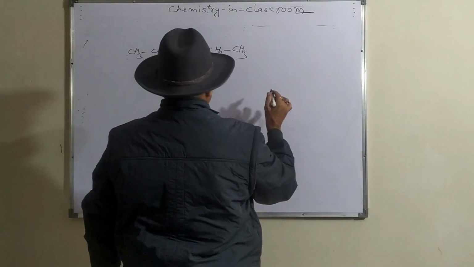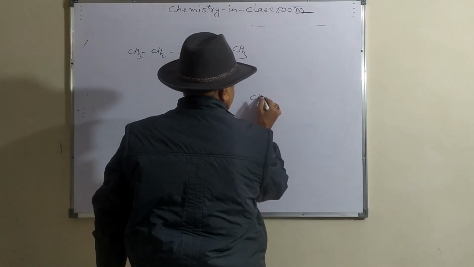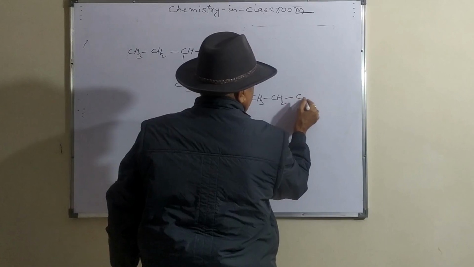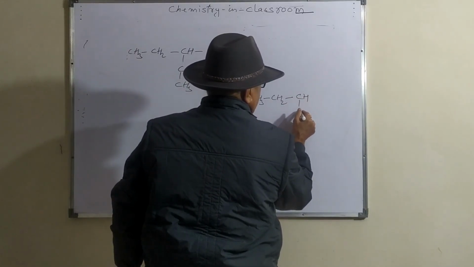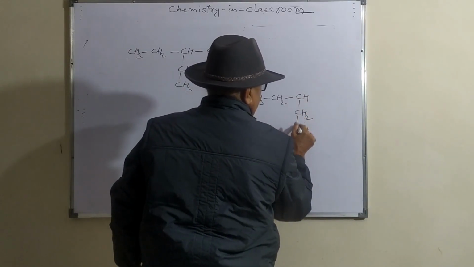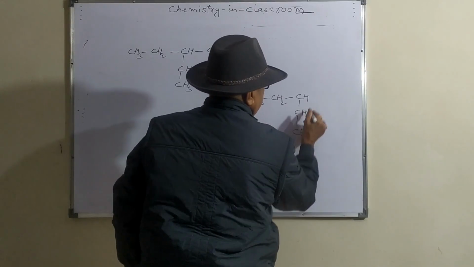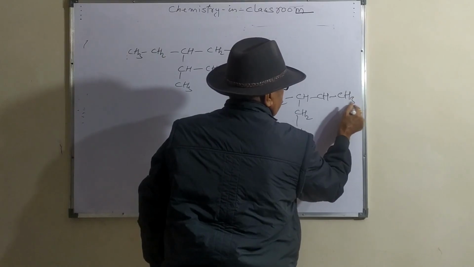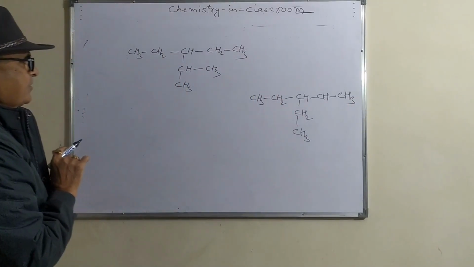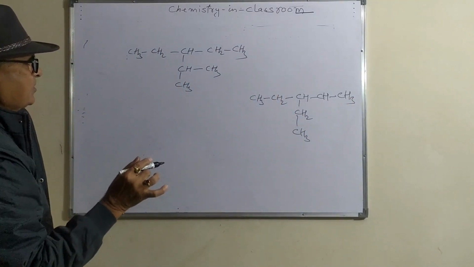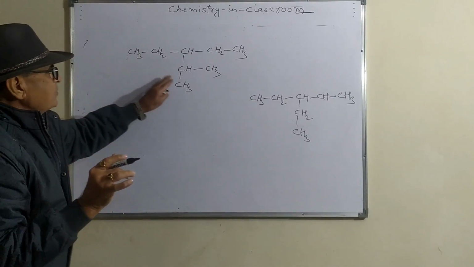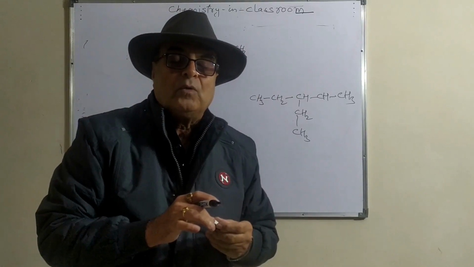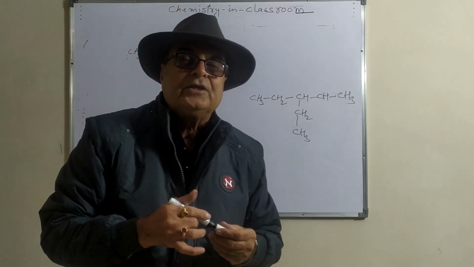Again I am writing this structure here: CH3, CH2, CH, CH2, CH3, CH, and CH3. So you have seen both these structures. Now try to understand what I am going to tell you.